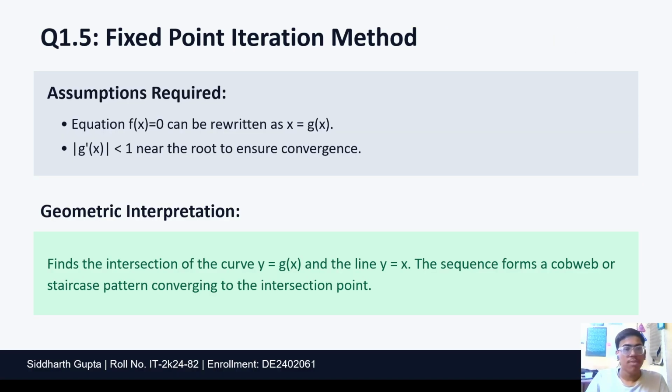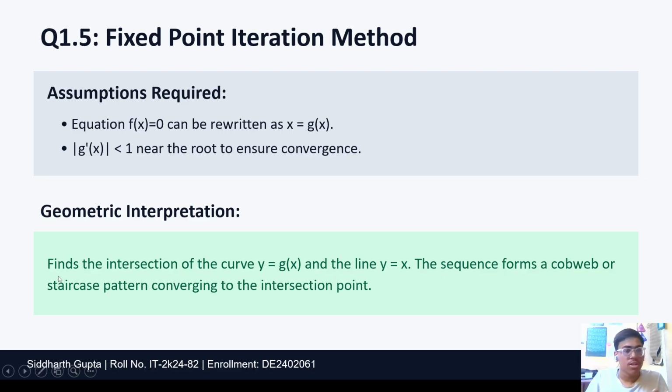For the fixed point iteration method, again we will assume that the equation f(x) = 0 can be rewritten as x is equal to g(x). We can write the equation in the form of a new equation, like x squared minus x minus 1 is equal to 0 can be written as x is equal to x squared minus 1. So we can write the equation like that. That is the assumption. The second assumption is that the mod of g dash of x is less than 1 near the root, to ensure convergence.